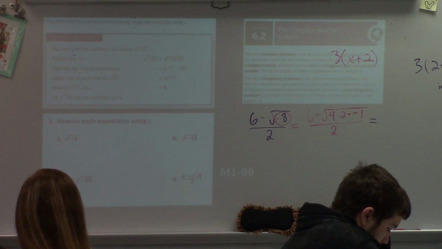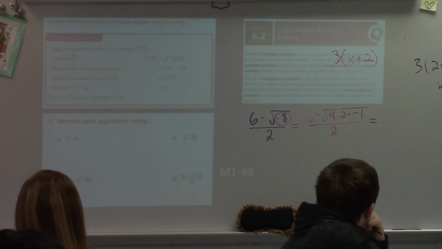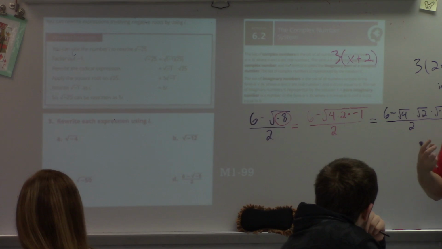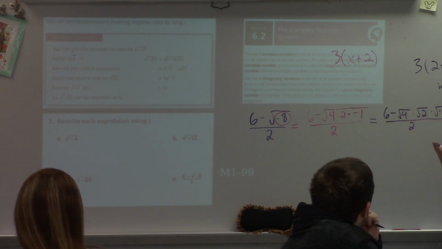Y'all are skipping a really important thing here. Hey guys, where does that square root go? Does it just disappear? No. It's not 4 times 2. It's the square root of 4 times the square root of 2 times the square root of negative 1. Guys, the whole point is that I can separate into these individual radicals.